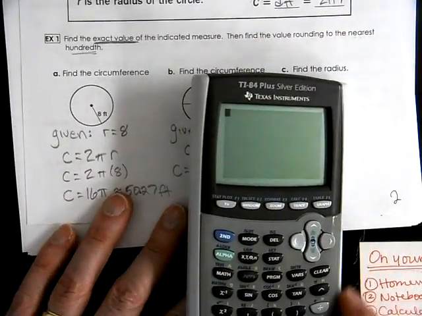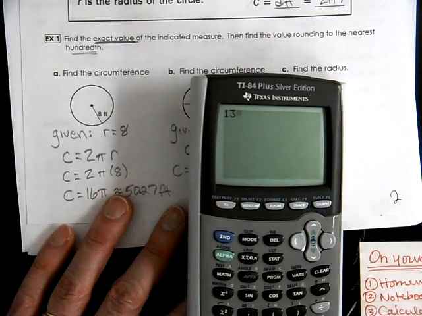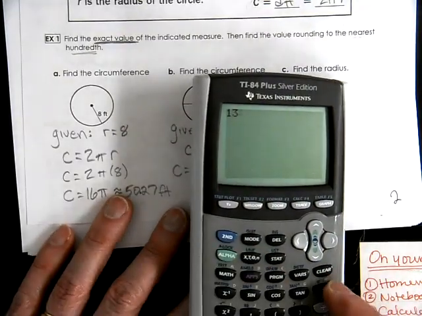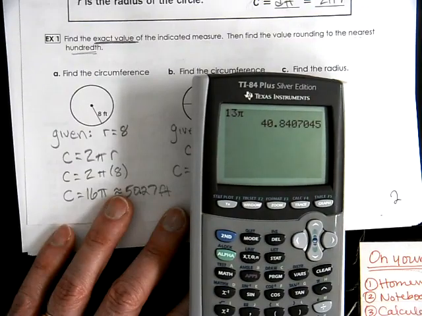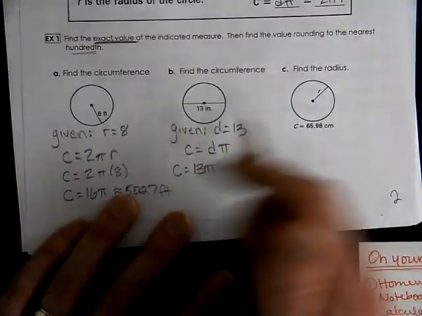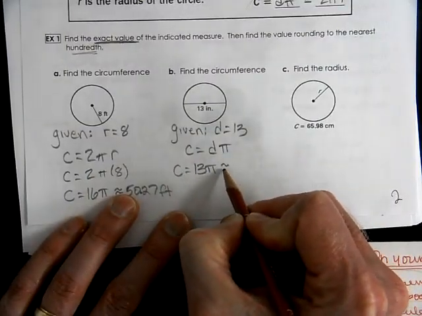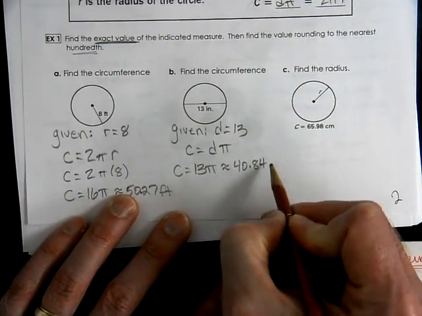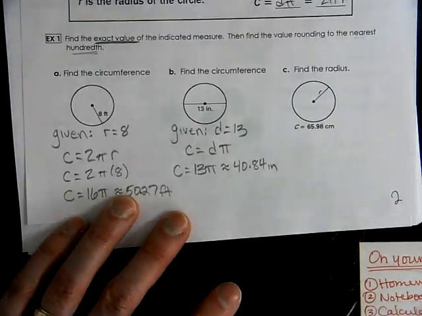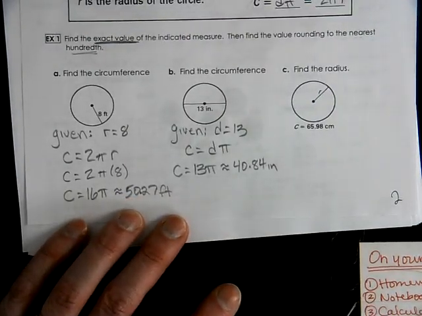So in our calculator, we can hit 13 times pi, or we could just hit 13 pi, and you'll get your 40.84, and those would be inches. So you have your exact answer and you have your rounded answer.